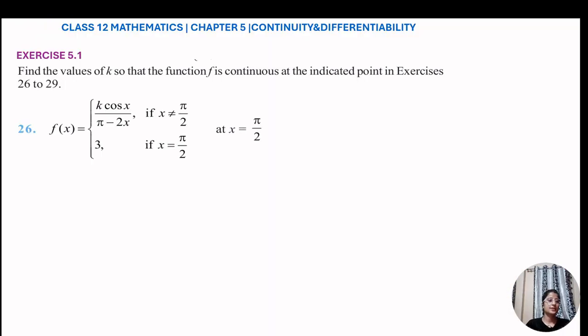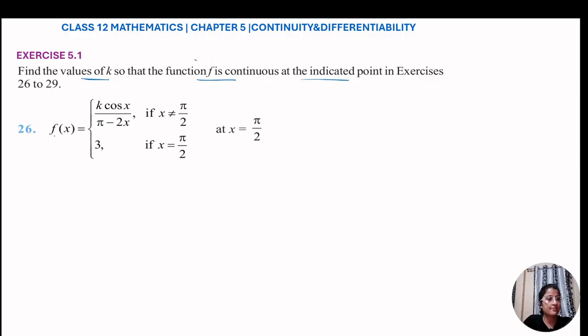So, okay, let's read the question first. Find the values of k so that the function f is continuous at the indicated points in exercises 26 to 29. So from question 26 to 29, what we have to do, as you can see, is find the condition on k such that the function will become continuous at the indicated point. Let's begin with question number 26.